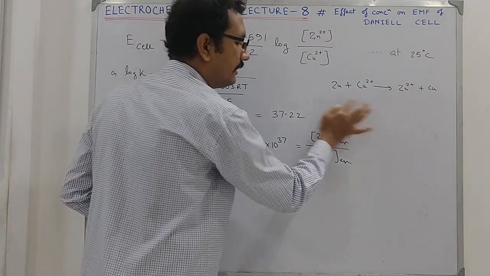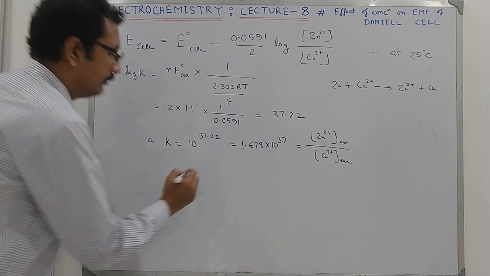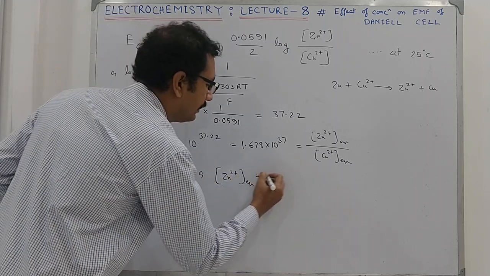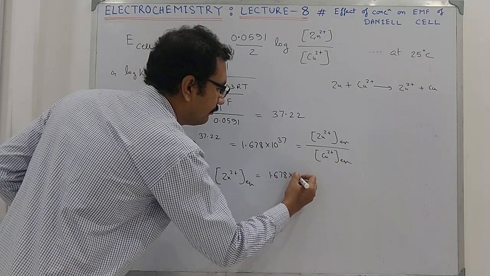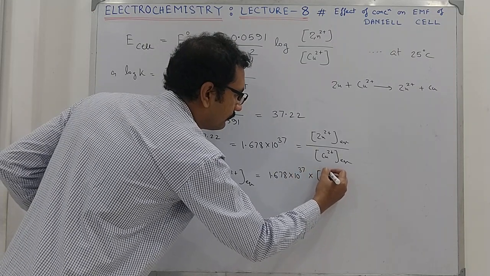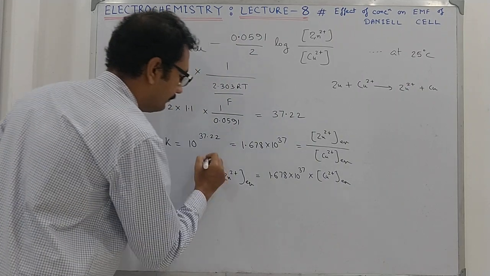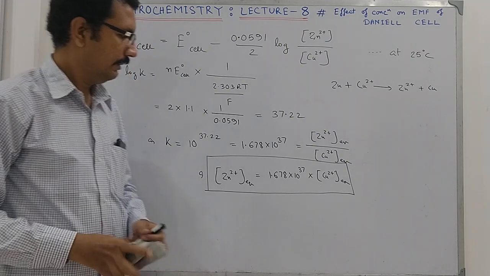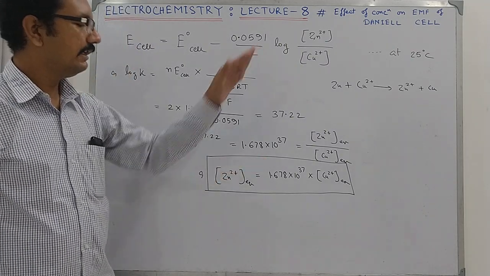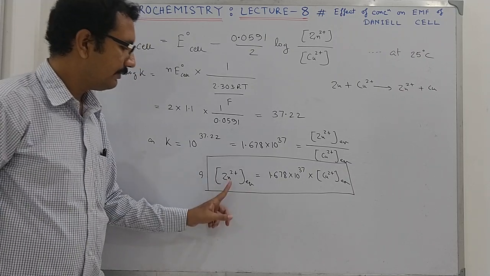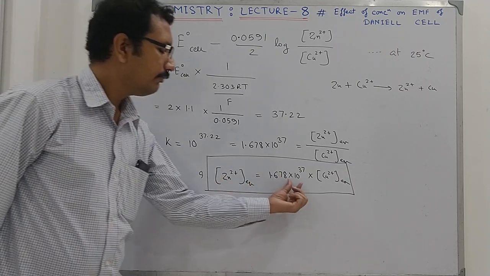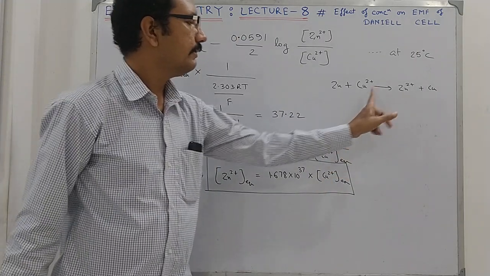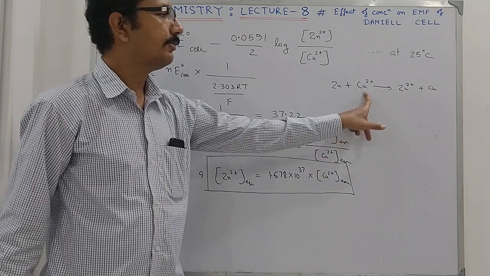Now the activity of this copper and zinc is 1. You all know this. So we have Zn2+ equilibrium equal to 1.678 into 10 to the power 37 into Cu2+ equilibrium. Now what this implies? You see, at the end of the reaction in the Daniell cell, the equilibrium concentration of Zn2+ that is obtained is 10 to the power 37 times greater than that of copper 2+. So the product that is obtained is 10 to the power 37 times greater than that of reactant.